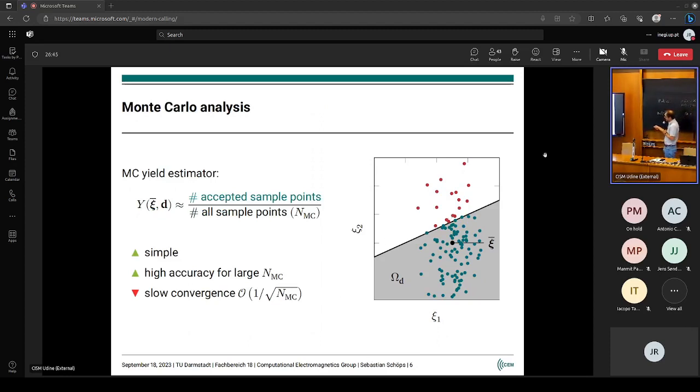So we don't know the boundary, we don't know the value of pi, right? But we can evaluate whether we are inside or outside something. So this is super simple, that's great. It's easy to implement. It has good accuracy, but rather slow convergence. And I think I will discuss that a bit more in the optimization part, but maybe I can already say two words about it.